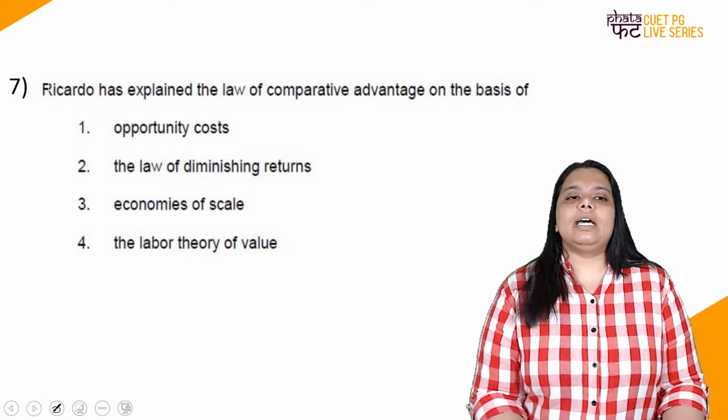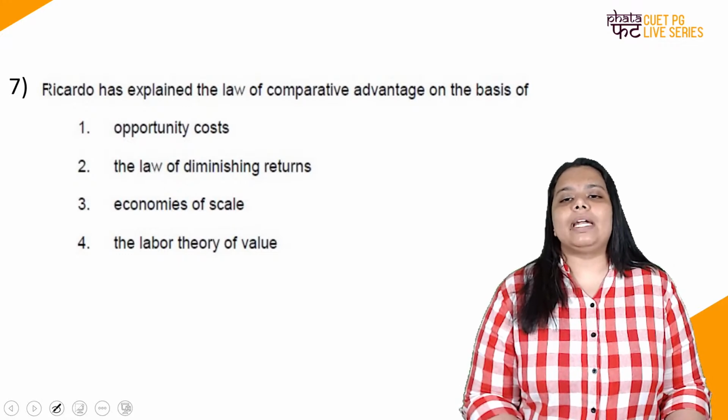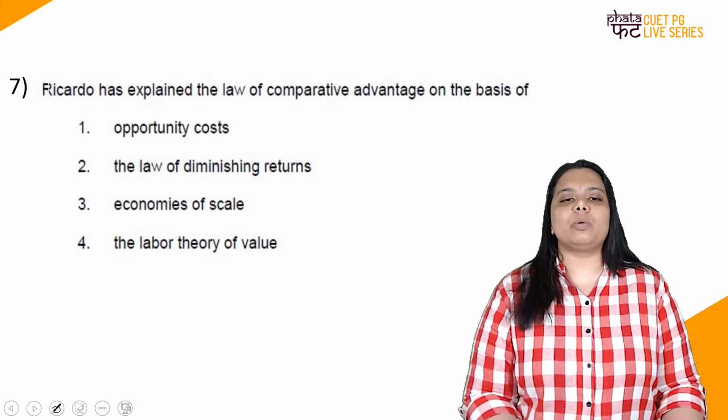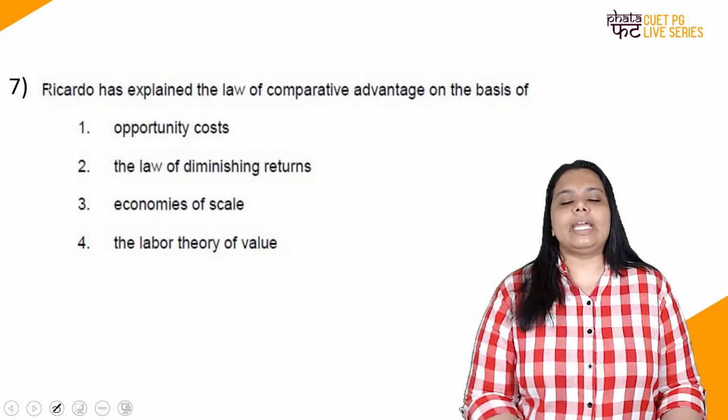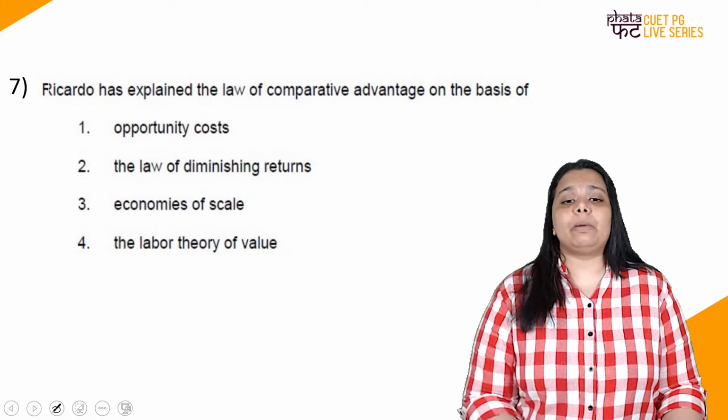Question number 7. Ricardo has explained the law of comparative advantage on the basis of: option 1, opportunity cost; option 2, the law of diminishing returns; option 3, economies of scale; option 4, the labor theory of value.